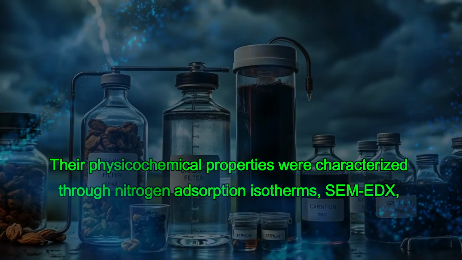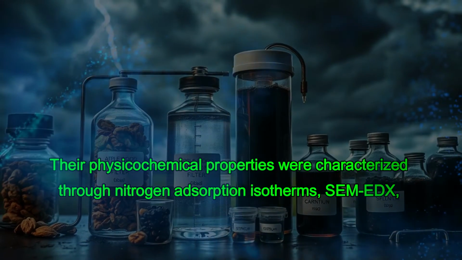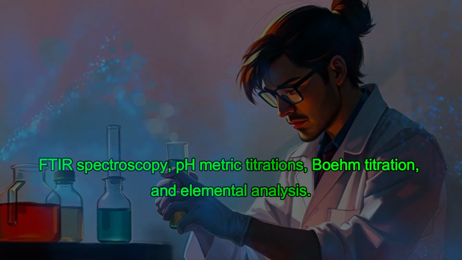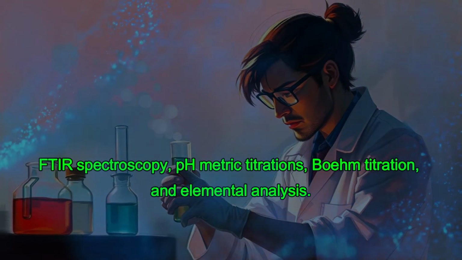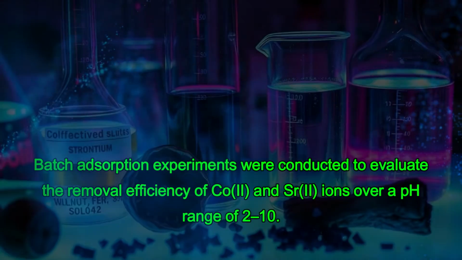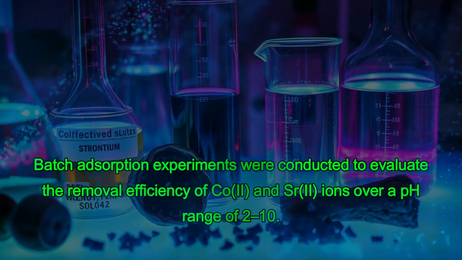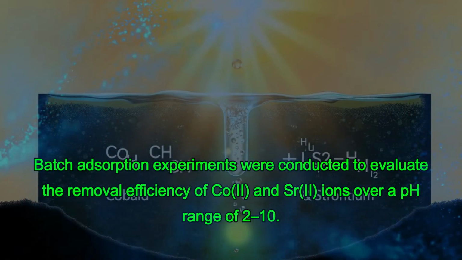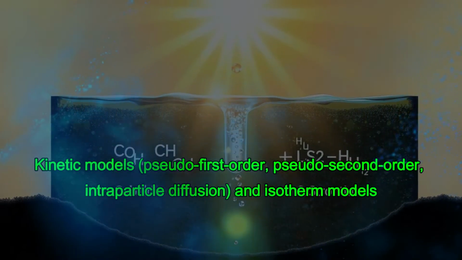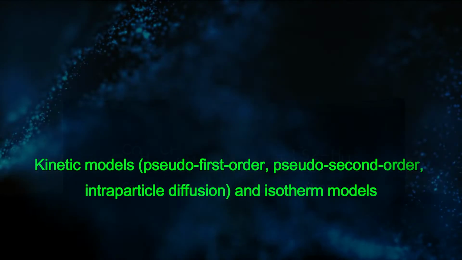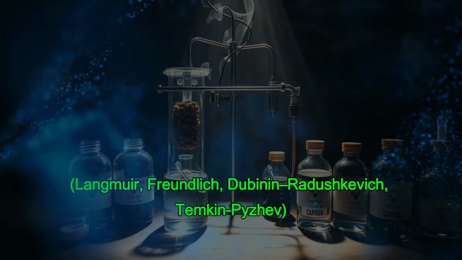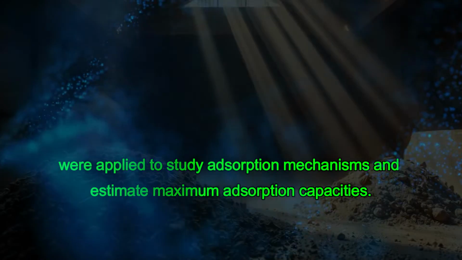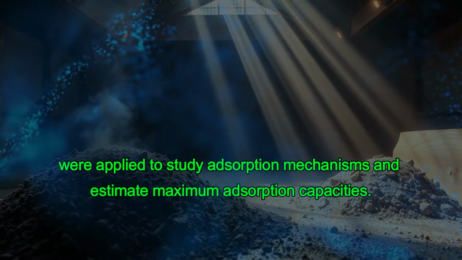Their physicochemical properties were characterized through nitrogen adsorption isotherms, SEM-EDX, FTIR spectroscopy, pH-metric titrations, Boehm titration, and elemental analysis. Batch adsorption experiments were conducted to evaluate the removal efficiency of Co²⁺ and Sr²⁺ ions over a pH range of 2 to 10. Kinetic models, pseudo-first-order, pseudo-second-order, intraparticle diffusion, and isotherm models, Langmuir, Freundlich, Dubinin-Radushkevich, Temkin-Pyzhev, were applied to study adsorption mechanisms and estimate maximum adsorption capacities.